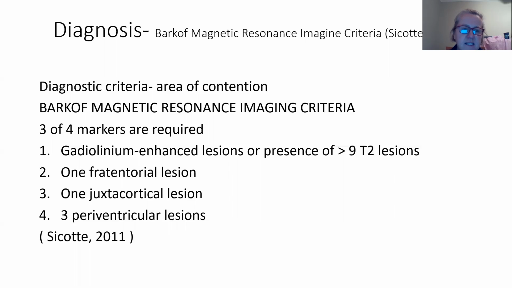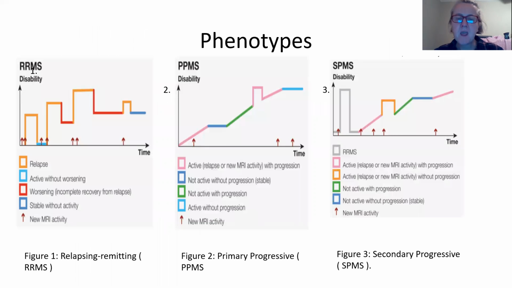Number 1 is the gadolinium enhanced lesions, or the presence of more than 9 T2 lesions. Number 2 is 1 infratentorial lesion. Number 3, 1 juxtacortical lesion, and 4, 1 periventricular lesion. So you can see here evidenced the areas that are involved in brain lesions for the diagnosis of MS.